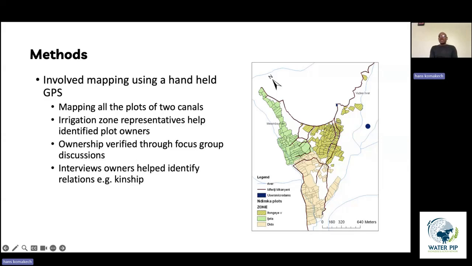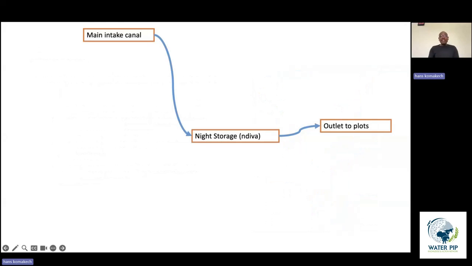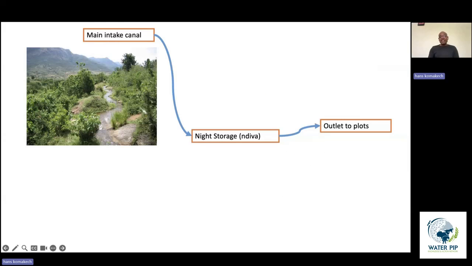And then use that information to verify the ownership through focus groups and later on interviews to identify other relations that may emerge. I put here kinship or clans that one can then build into a spatial, geospatial database. So I use this information to show you briefly how the system works.